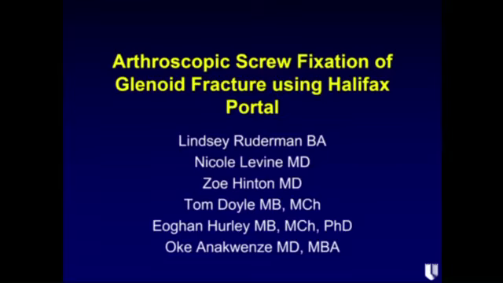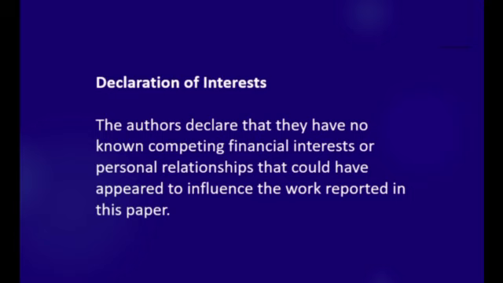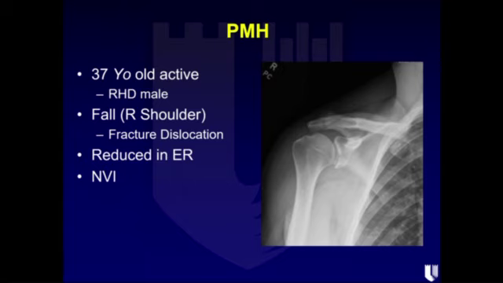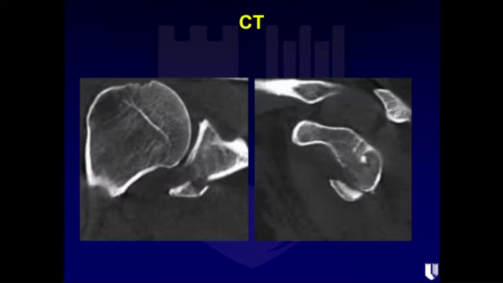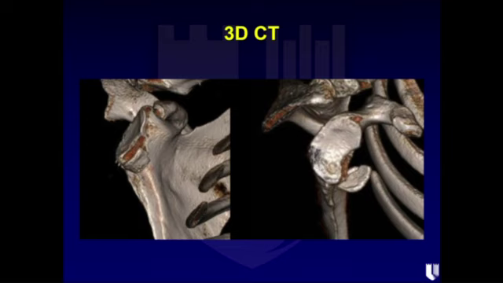Arthroscopic screw fixation of glenoid fracture using a Halifax portal. This is a 37-year-old male who fell on his right shoulder and suffered a fracture dislocation, which was reduced. He failed non-operative treatment, and radiographs demonstrated a large bony Bankart lesion with a Halifax defect. CT scan was obtained in order to confirm the fracture displacement. 3D reconstructions demonstrated the extent of the glenoid fracture.